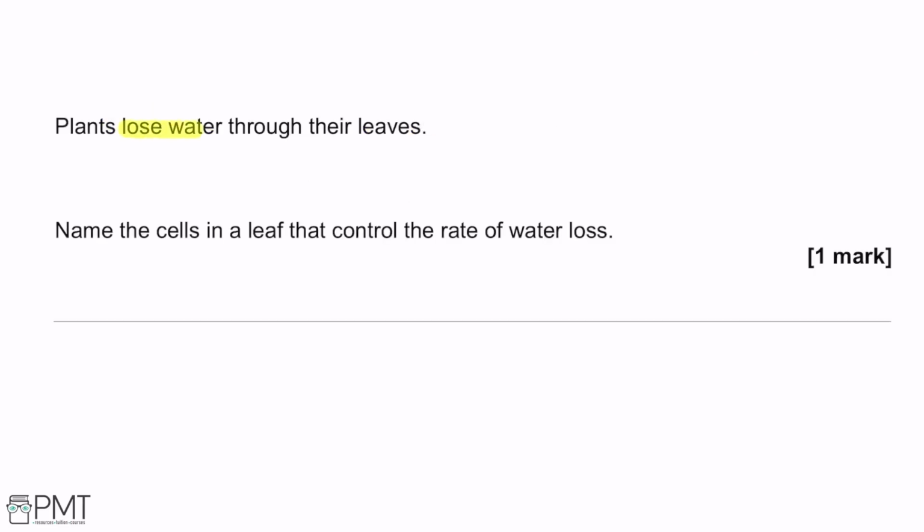Plants lose water through their leaves. Name the cells in the leaf that control the rate of water loss, and this question is worth 1 mark. The answer is the guard cells, and these lie on either side of the stomata and control how widely or frequently it opens.